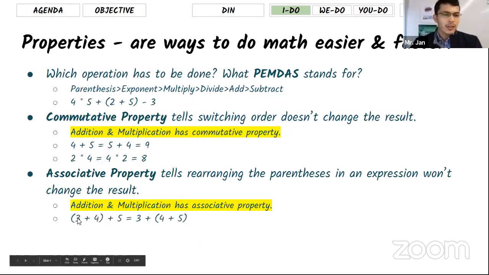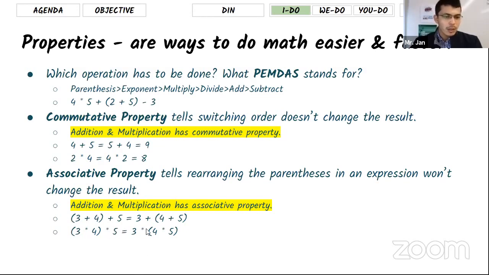An example is 3 plus 4 plus 5, which is the same thing as 3 plus 4 plus 5 with different grouping. You can rearrange the parentheses or regroup: on the first side it groups 3 and 4, and on the second side it groups 4 and 5. You're going to end up with the same result. Multiplication is the same thing. It doesn't matter whether you first multiply 3 and 4, then multiply by 5, or multiply 4 and 5 first and then multiply by 3; you'll get the same result. So this is about the associative property, rearranging parentheses or regrouping numbers.